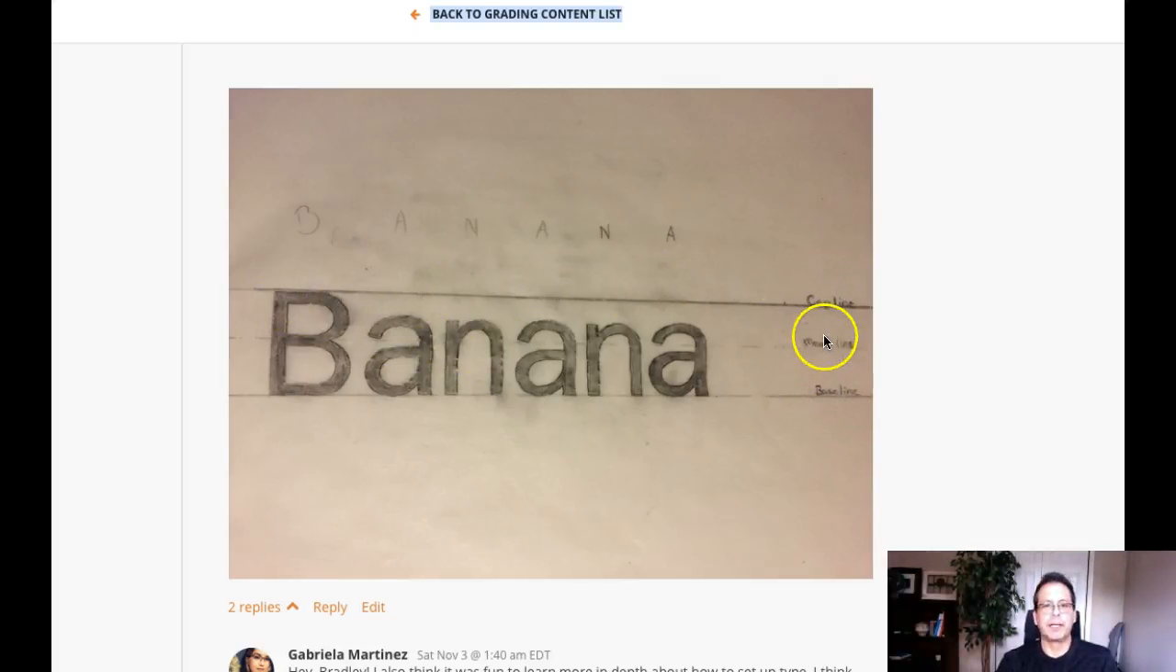Once you have the mean line and the cap line in place, it's just a matter of starting to look at the distance between letters and where you're going to place them before you start tracing them out.